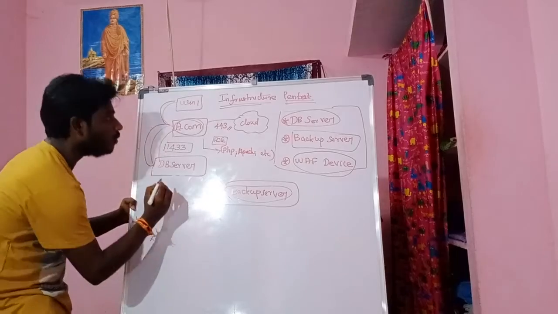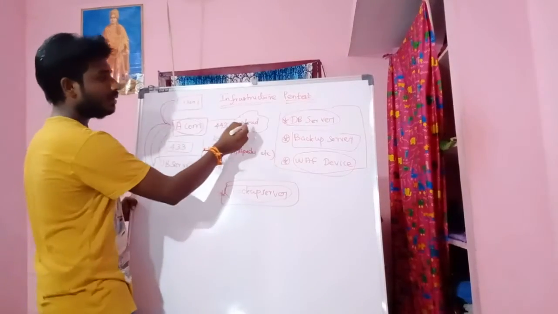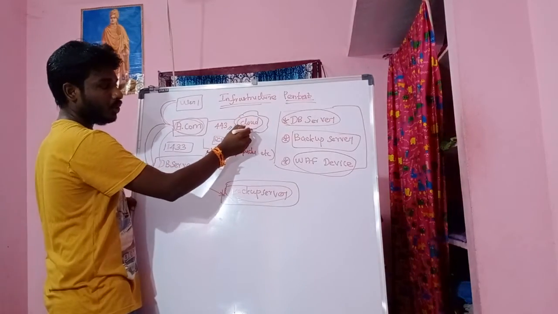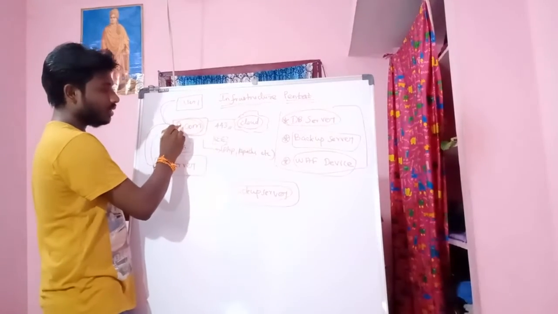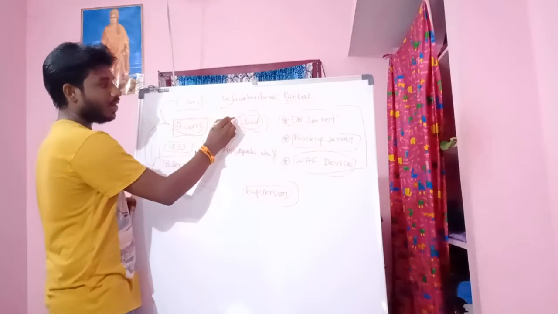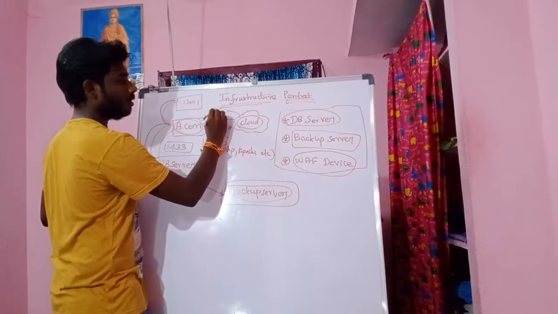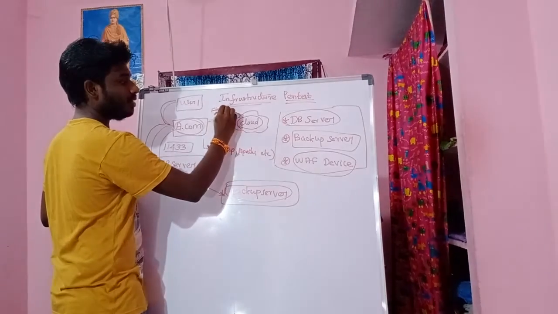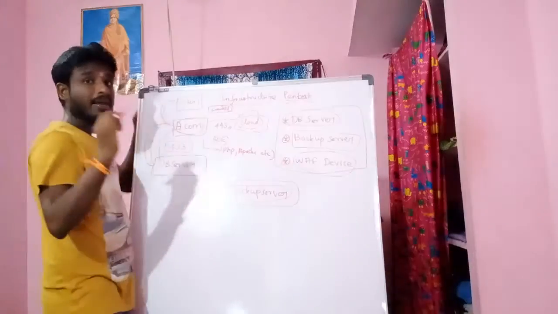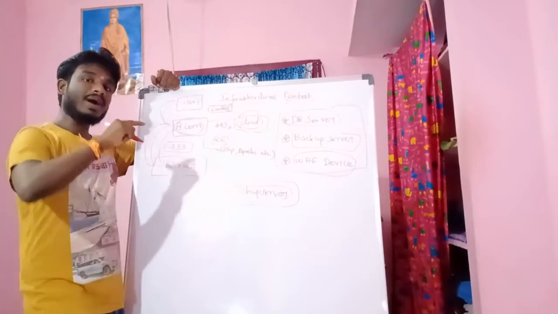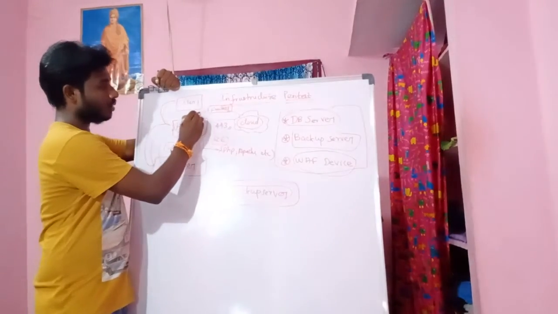Basically, how will the traffic flow happen? This is the user, who is going to access this application. What will happen? The first traffic will go to the firewall. In the firewall there is a concept called NATing. The NATing IP will point to the WAF device.